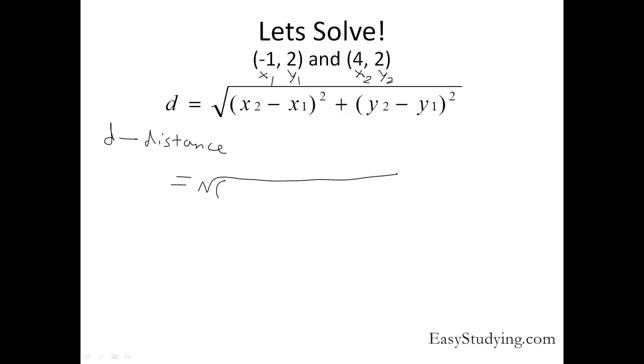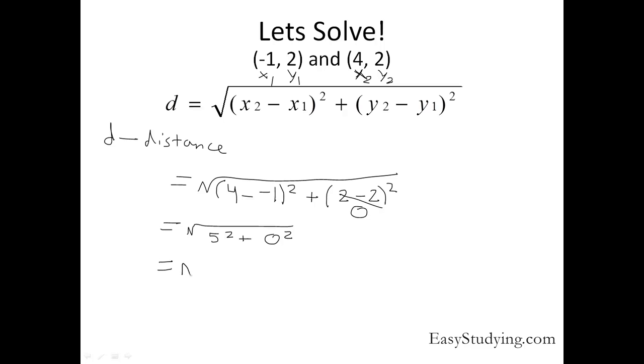Our x2 is going to be 4. So 4 minus x1, which is -1, and we're going to be squaring that, plus our y2, which is 2, minus y1, which is also 2, squared. So, as we can see, 4 minus -1 is 5. So we'll do 5 squared plus, as you can see here, 2 minus 2 squared just cancels out and becomes 0. So we'll get 0 squared.